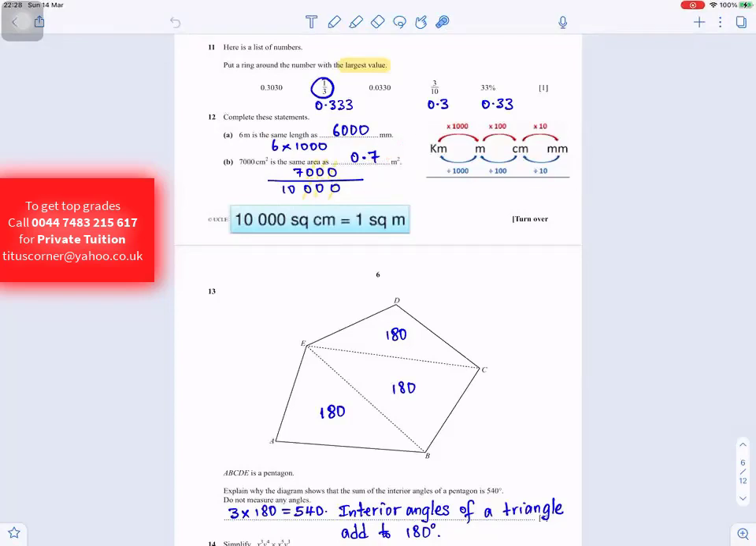Question 13. ABCD is a pentagon. Explain why the diagram shows that the sum of the interior angles of a pentagon is 540. Do not measure any angles. Each triangle is 180 degrees for the total angle inside. So it's 180 plus 180 plus 180. That gives you 540. So the interior angles of a triangle add up to 180, and there's 3 of them. So 3 times 180.